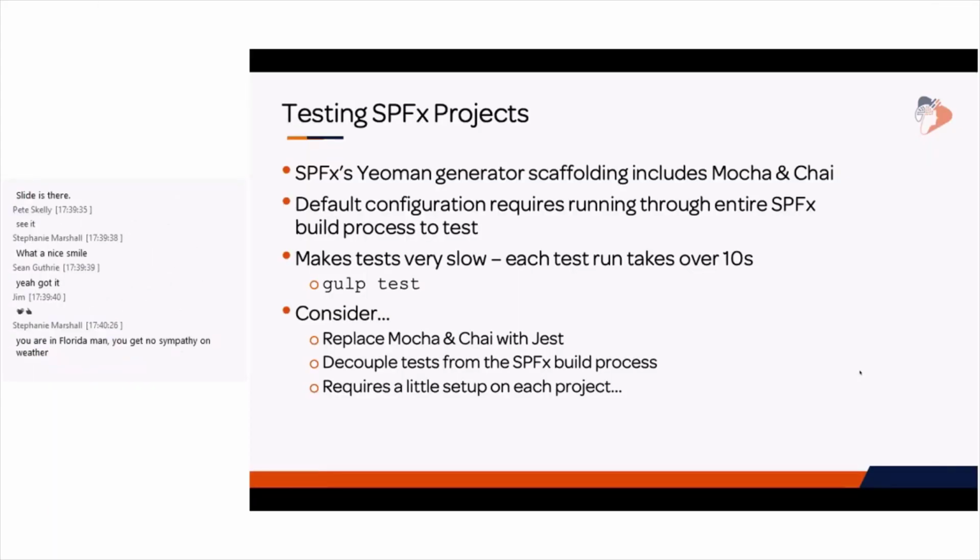So out of the box, the SharePoint Framework Yeoman generator is going to generate your project, and the project that you get is really going to be set up initially to work with Mocha and Chai. Mocha is a test runner and test library that you can use to write unit tests, and Chai is an assertion library. They kind of go hand in hand. You can think of Mocha and Chai as the tea and coffee.